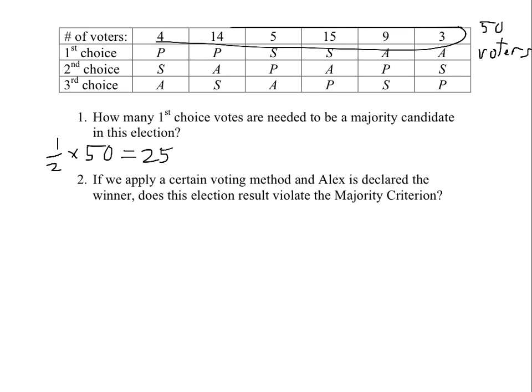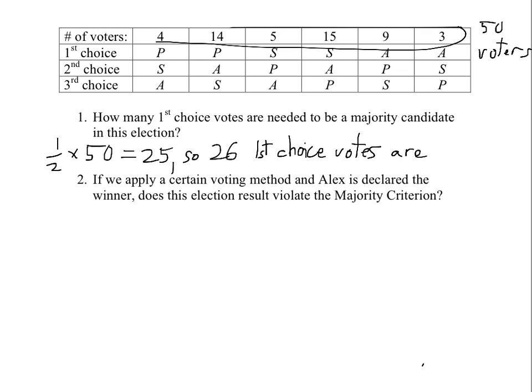I caution you that the answer to this question is not 25. If you received only 25 first-choice votes, you would not have a majority. Okay, you would be one short of a majority. And therefore, 26 first-choice votes are needed in order to be a majority candidate.